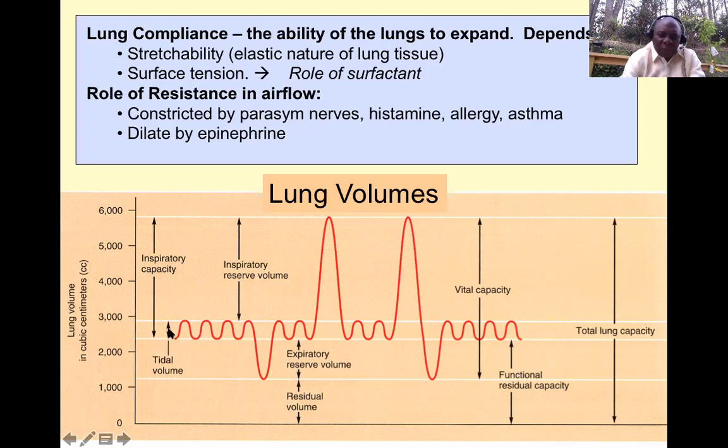And the air that you breathe in and out, so this rise is the inspiration and the drop is expiration. This is the equivalent of a stroke volume, if you may. So that's called tidal volume. Okay, breathing in, breathing out, and tidal volume on average at rest is 500 mils. Just like stroke volume, it's changing based on the metabolic state of your body.